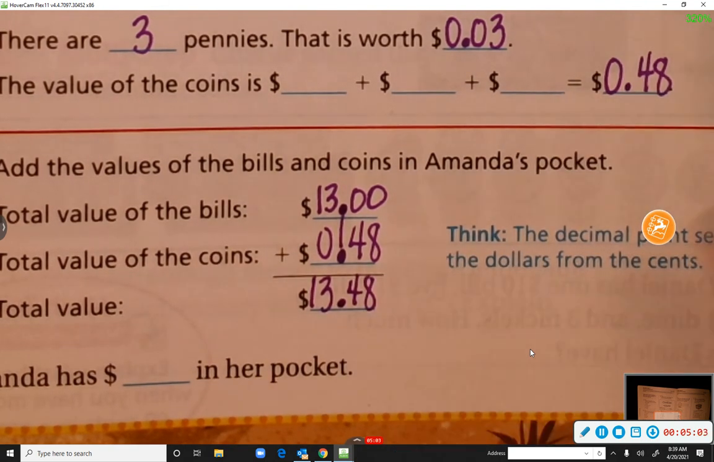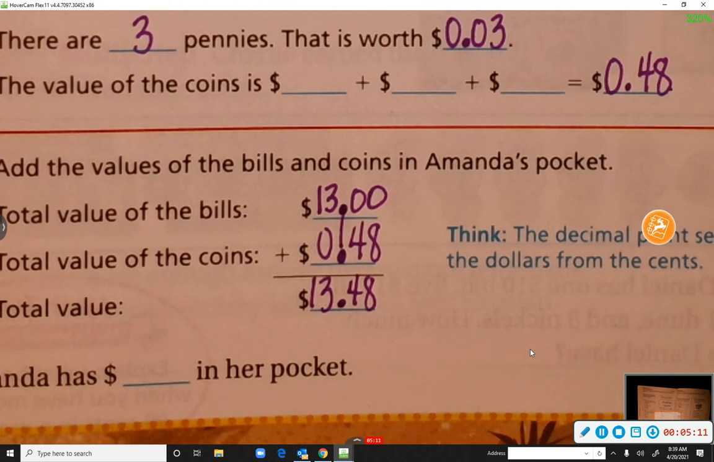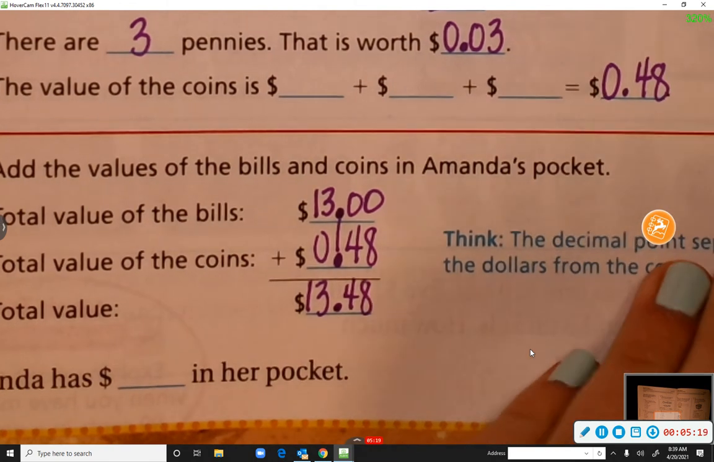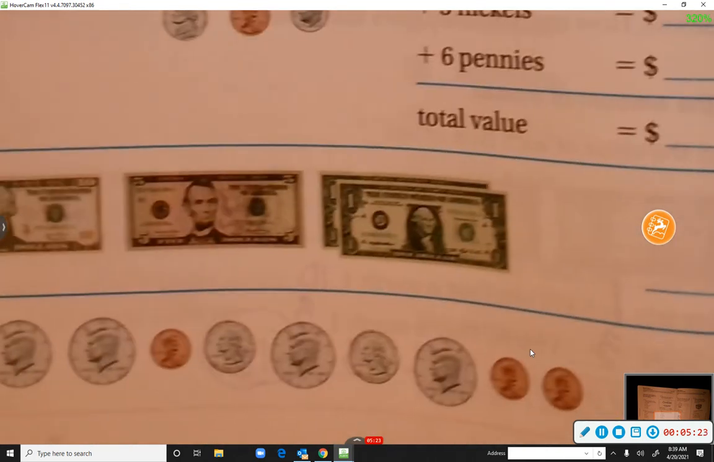Okay, so two things we need to focus on. Starting with the greatest value of the coin, and lining up the decimal when we add money. Okay? Any questions so far? All right, let's flip the page. Number 1.